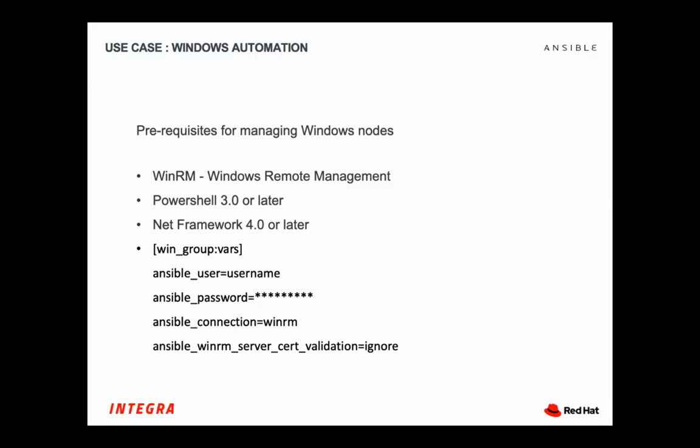The third variable: as you all know, SSH is not supported in Windows, so we are using WinRM to connect to those Windows nodes. And the next variable we would be using is to invalidate the server certificate validation, because there can be many self-signed certificates that can have an impact on it.